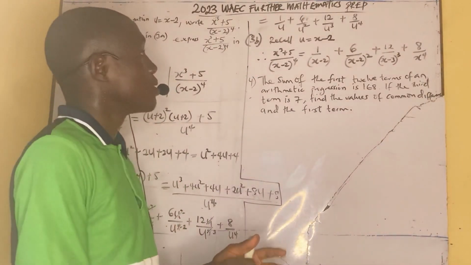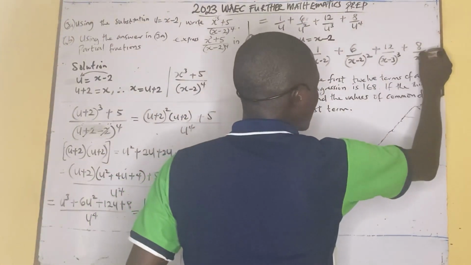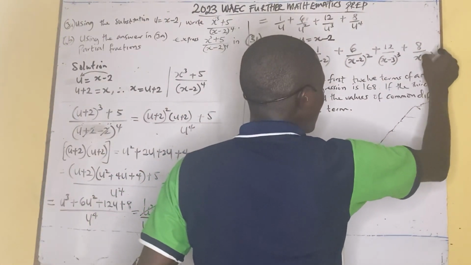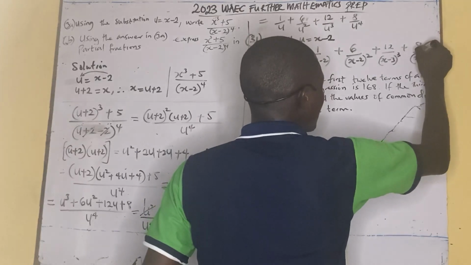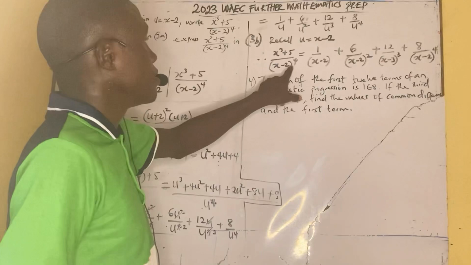So it means that it's a repeated, sorry, this was supposed to be x minus 2 raised to power 4. It's a repeated formula. Whenever you have a denominator having power of what?